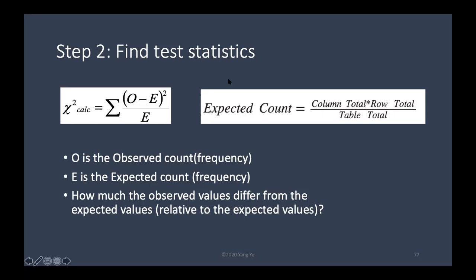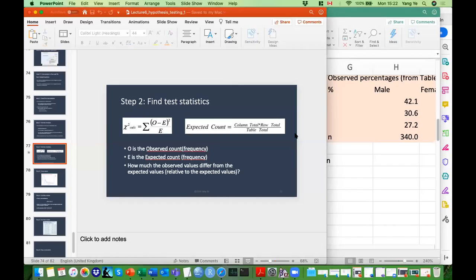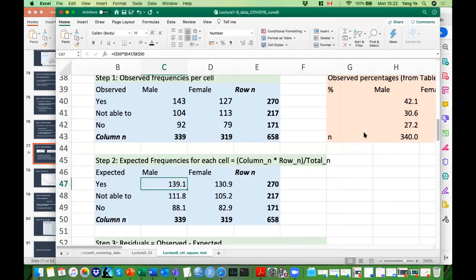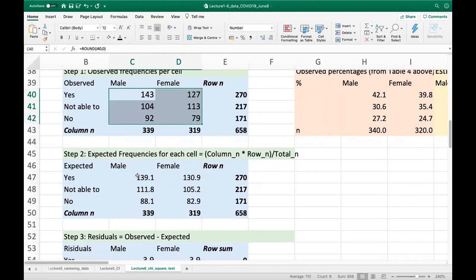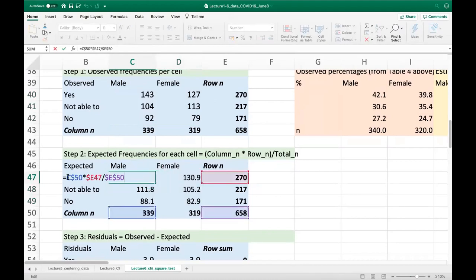So in order to do that, we go back to this table. Now these are the observed frequencies. In order to calculate the expected frequencies, for each cell, if you double click, you can see that it has an equation.